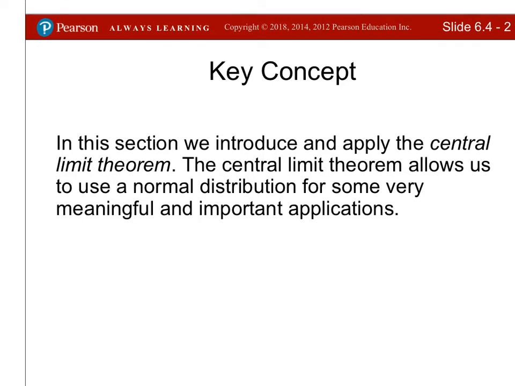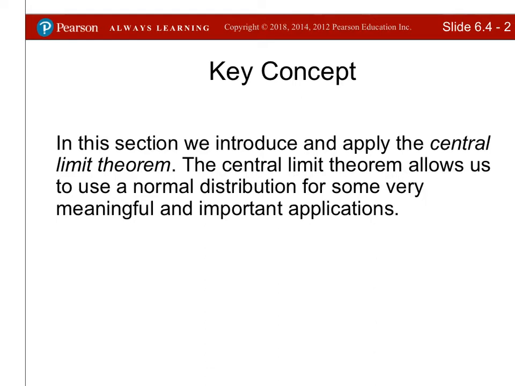Basically it just says we can use the normal distribution for some of the most common things we do in statistical analysis, and that is we are very interested in figuring out what probabilities and proportions exist for getting certain means, certain averages, or certain proportions.